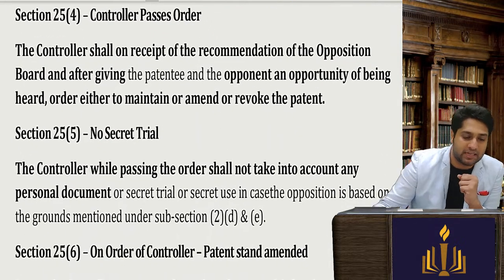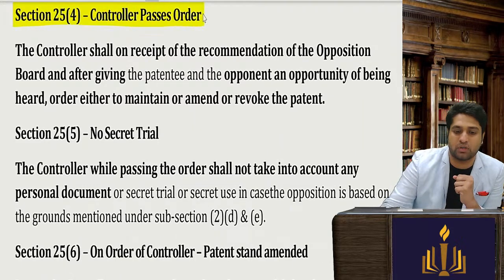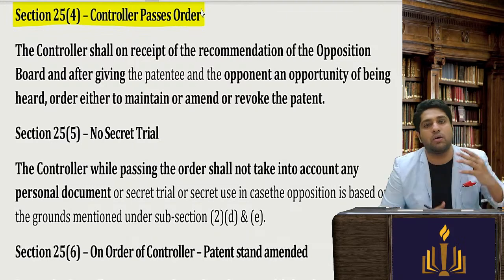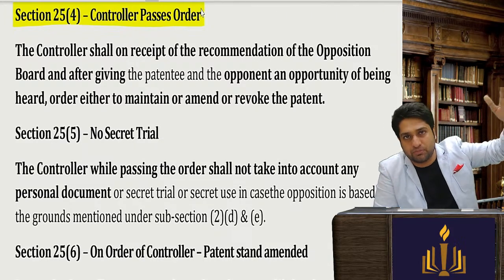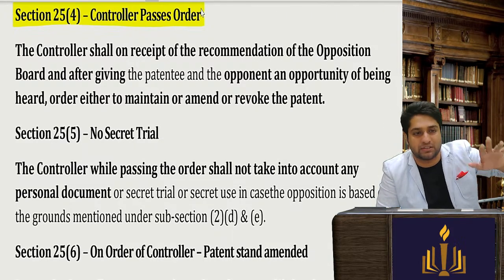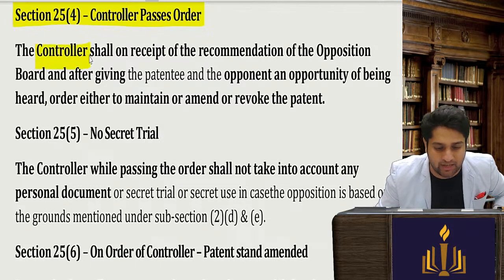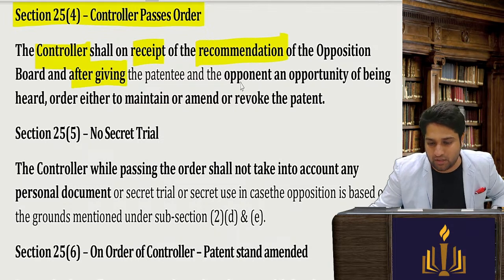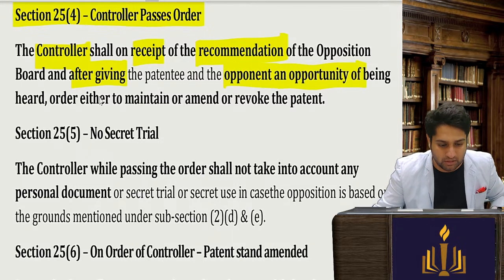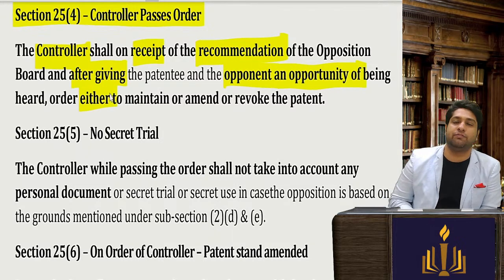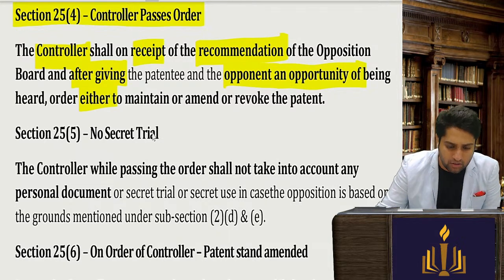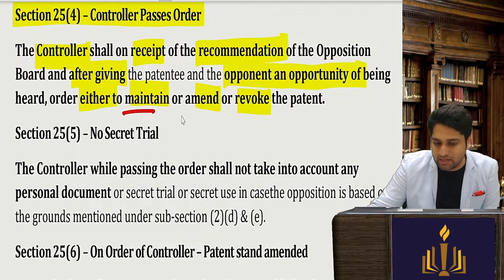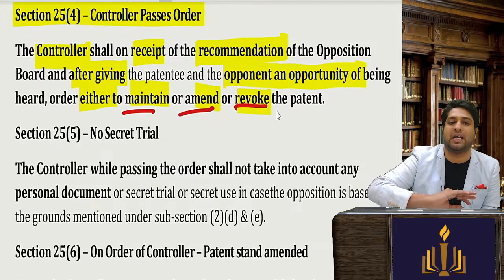Next, section 25 subsection 4, controller passes the order. Once you have this opposition board, it will investigate and you will pass the order. The controller shall, on receipt of the recommendation of the opposition board and after giving the opponent the opportunity of being heard, pass an order as it may deem fit, whether to revoke or amend or maintain the patent. Whether to maintain it, that is keep it, whether to tell them to change, or whether to cancel it completely.